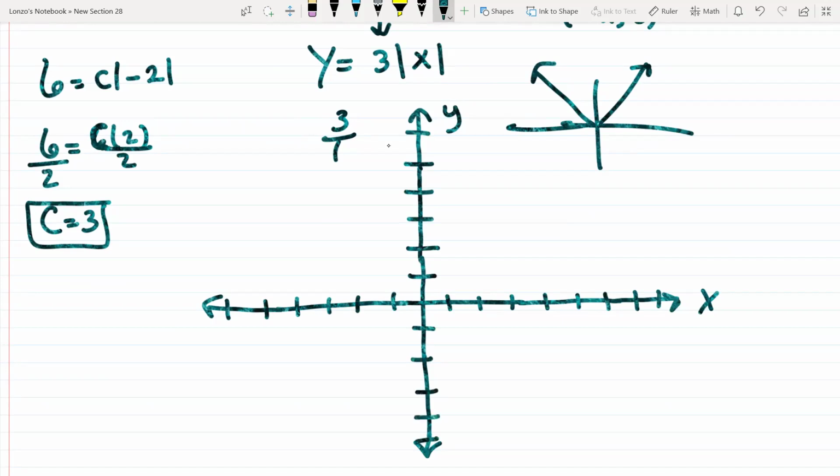To graph this, you could start at the origin, and 3 is your rise and 1 is your run, right? So go from the origin 0, 0, start in the middle, and then go up 3, 1, 2, 3, and then run to the right 1. Then do the same thing on the left side. So go up 1, 2, 3, and then left 1. If you connect those dots, it would look something like this. So it is slightly skinnier than the absolute value of x.